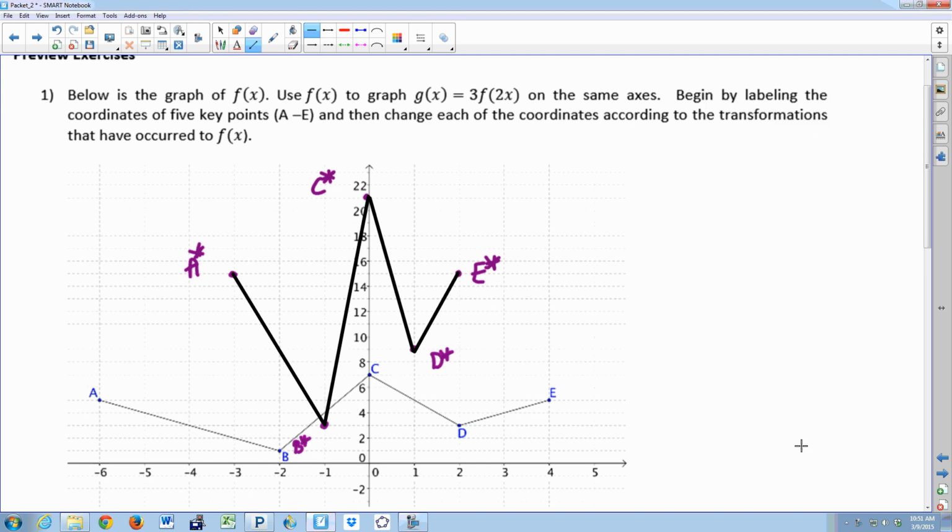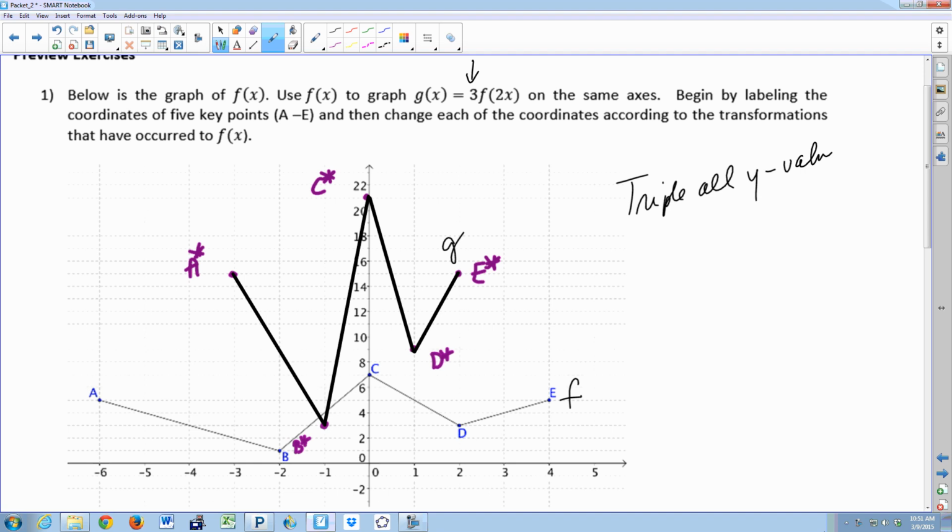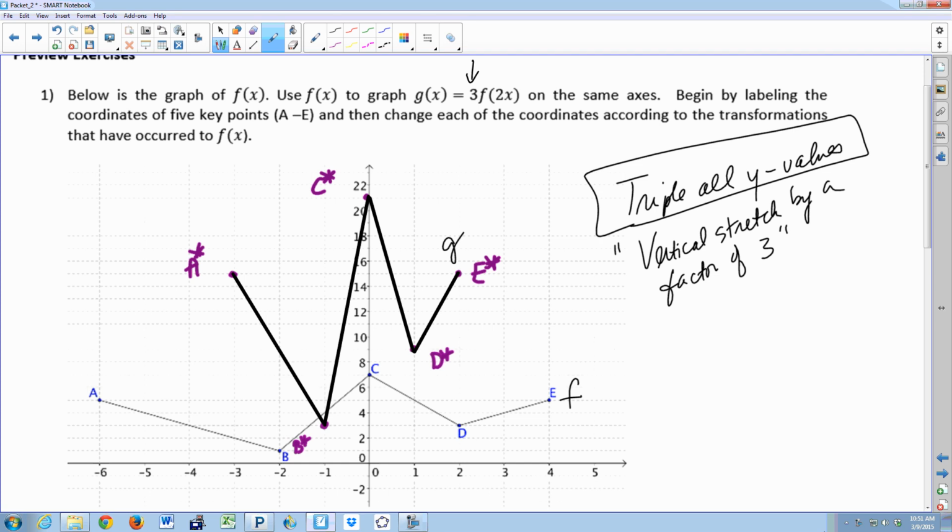This told us, if we look at the directions here for g of x, here's f and here's g. G says I'm going to triple all of my output, all y values, which translates into a vertical stretch by a factor of 3. That's the language we use. This is the actual action that you do to all your y values.